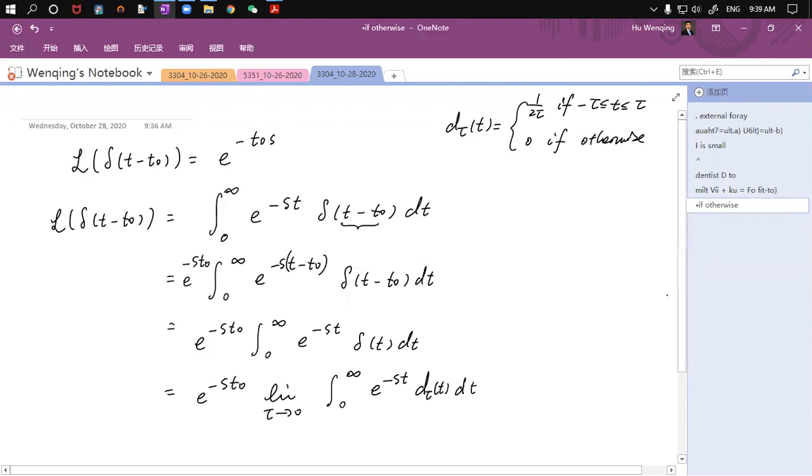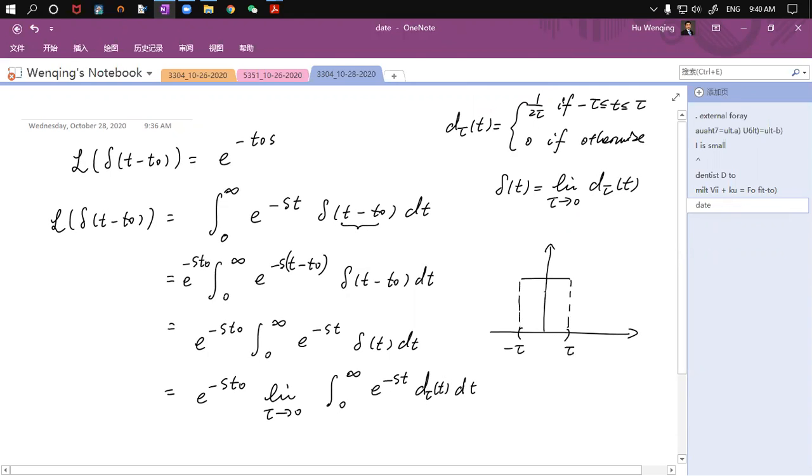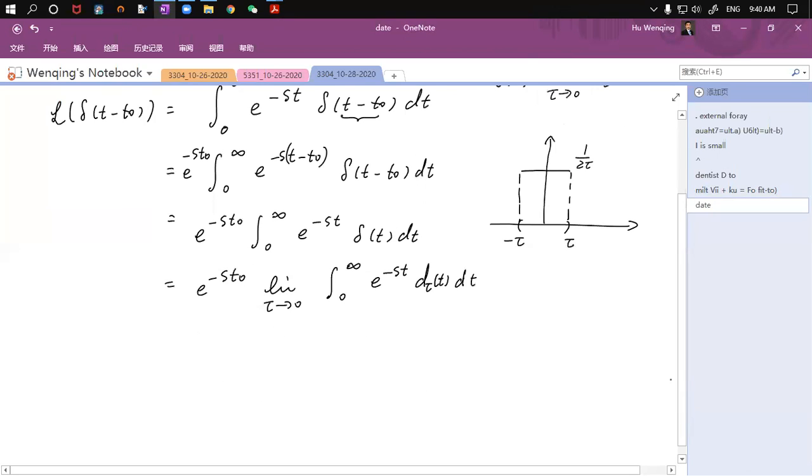Here I use the fact that the delta function is the limit as tau goes to 0 of d tau of t, so I can take a limit. This limit is a limit of a certain function d tau of t, where d tau of t is equal to 1 over 2 tau from minus tau to tau and 0 otherwise.